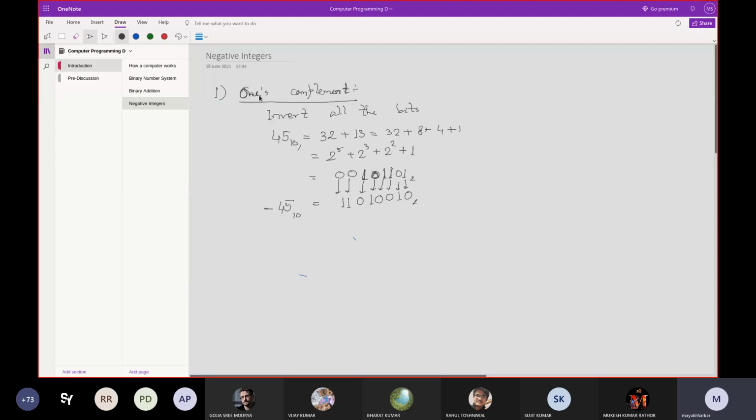So, in the case of 1's complement, simply invert all the bits. Invert all the bits means 0 becomes 1 and 1 becomes 0. As for example, 45 in decimal was... see, I am doing this from the first again. You'll understand what I am doing then. Follow it step by step.